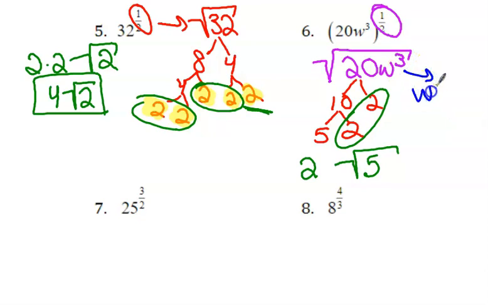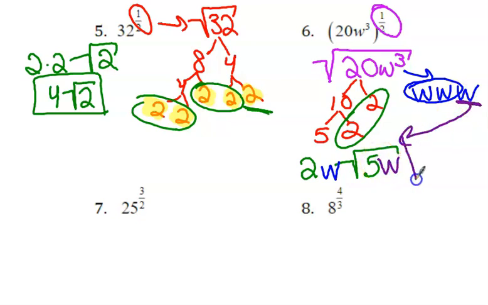So w to the 3rd, I have 3 w's. Do I have any pairs? Yes, indeed. I've got a pair of w's that goes on the outside, and I've got this lonely w that has to hang out with the 5. So who gets to leave the radical house and who has to stay? My answer should be 2w root 5w. All right, number 7 and number 8.